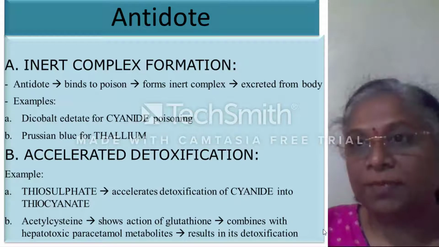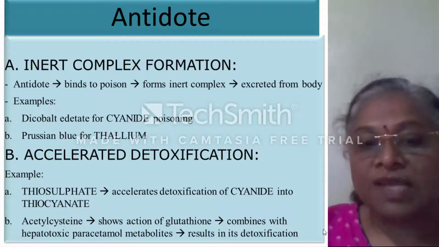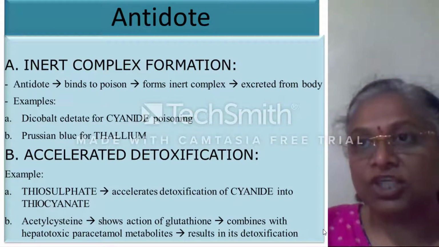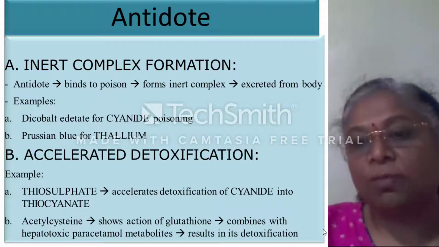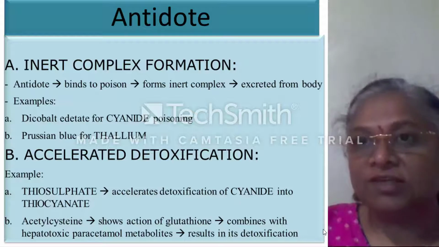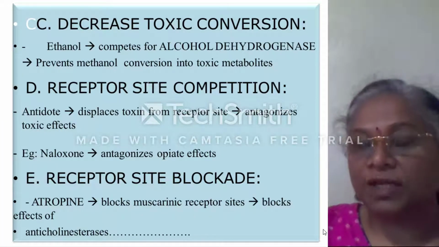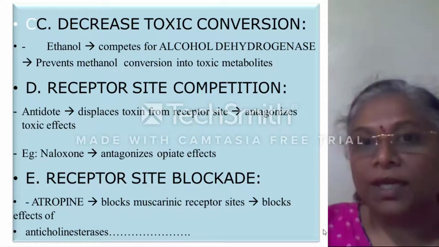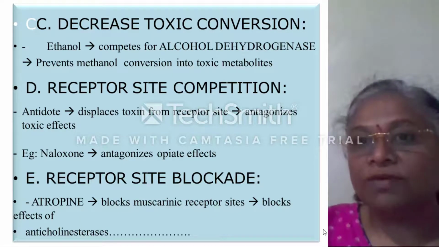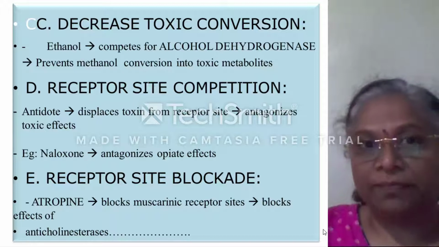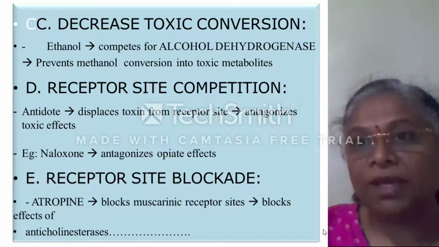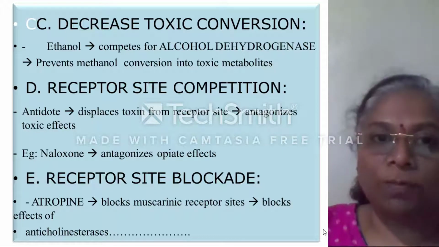Paracetamol leads to the depletion of glutathione. So acetylcysteine can be used in addition to that, which will combine with the hepatotoxic metabolite of the paracetamol and will result in its detoxification. Next is decreased toxic conversion, where ethanol competes for alcohol dehydrogenase and prevents the methanol conversion to its toxic metabolite. So ethanol can be used for the treatment of methanol poisoning.